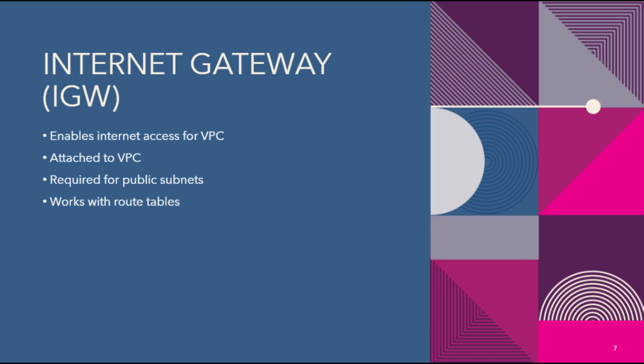Internet gateway. Internet gateway is a component that allows communication between the VPC and the internet. It is attached to the VPC and used in route tables to enable internet access for public subnets.